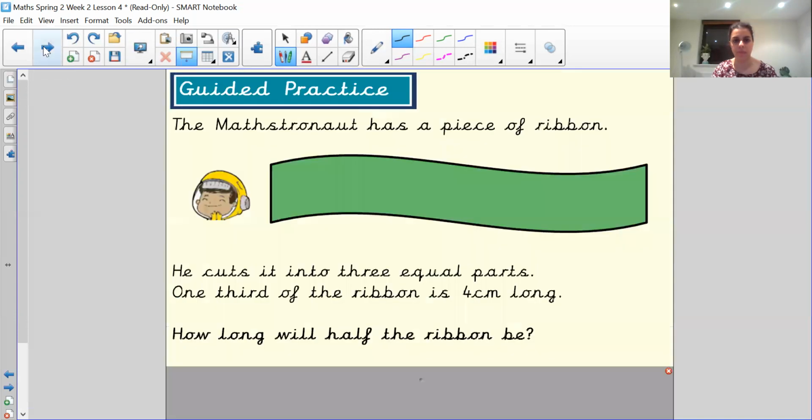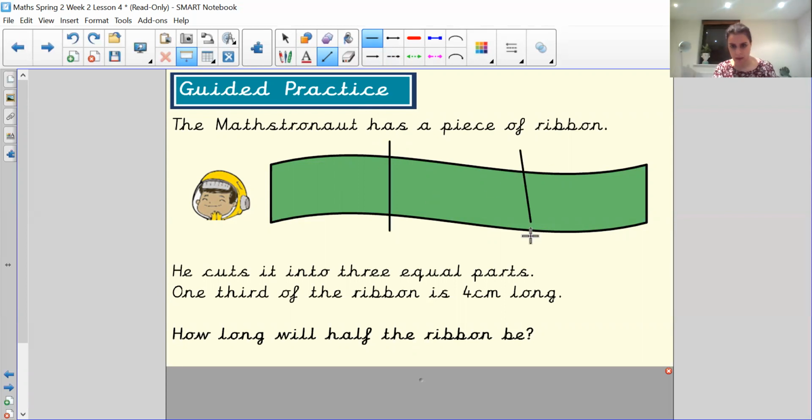Let's keep going. The mathstronaut has a piece of ribbon. Here it is, it's a long piece of green ribbon. He cuts it into 3 equal parts. So I'm going to cut it into 3 equal parts. Now, splitting might not be exactly 3 equal parts. If we had a ruler and an actual piece of ribbon with us, then we could do it that way. So I'm going to cut it about there, and I'm going to cut it about there. And those 3 are about equal parts. I've got 3 equal parts.